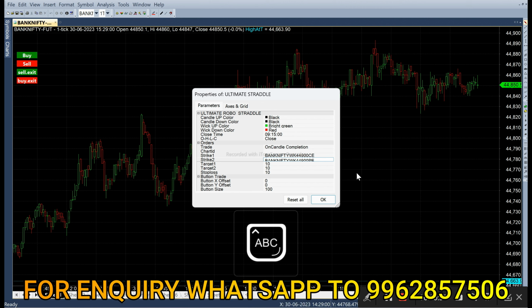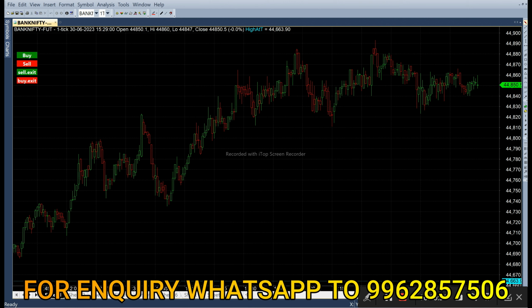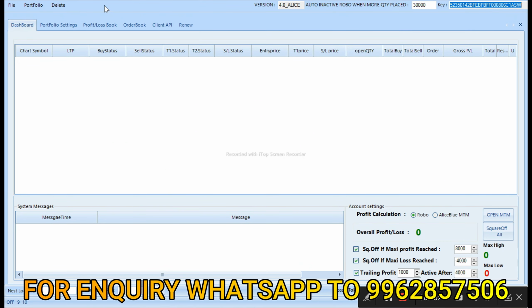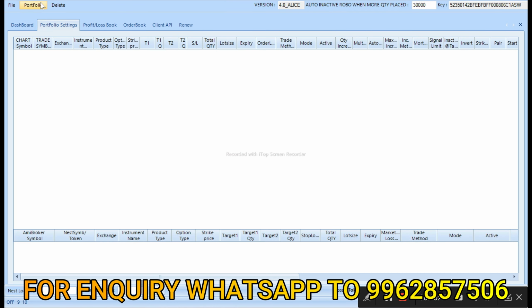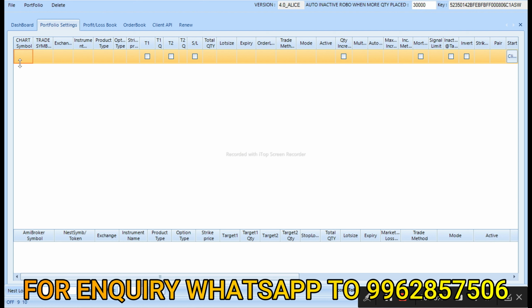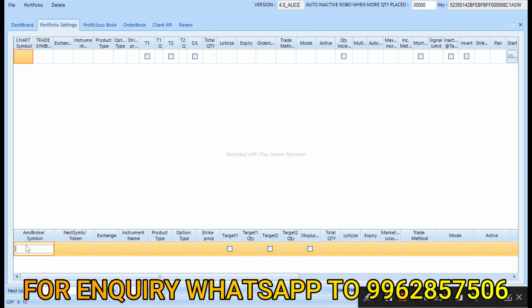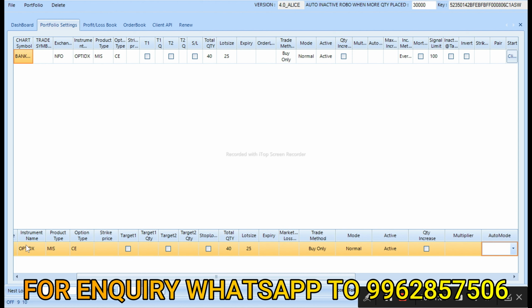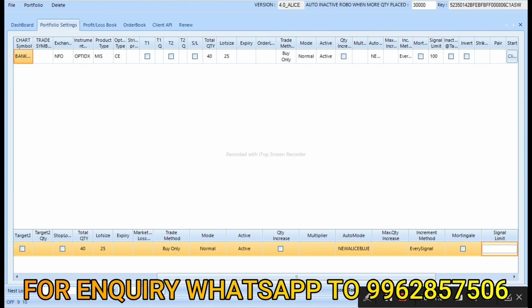So now we have to fit in robo, in portfolio settings, add portfolio. Then we have to paste here below. So exchange is NFO, option index, product type is MIS, call option. Number of lots are 40, lot size is 25. Trade mode is buy only, mode is normal, active, auto mode is on, and the symbol is 100. Same like we have to add for put option.